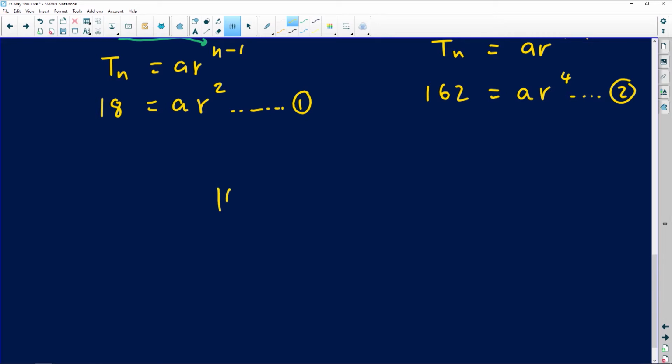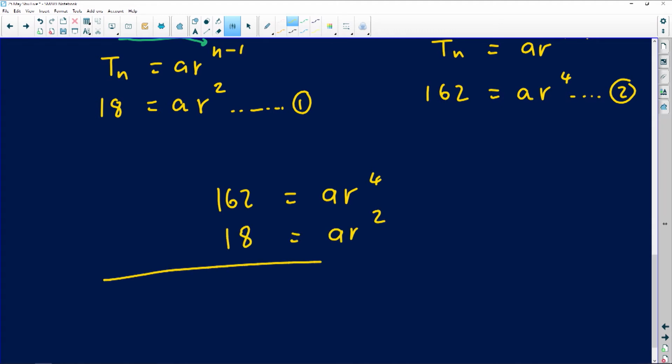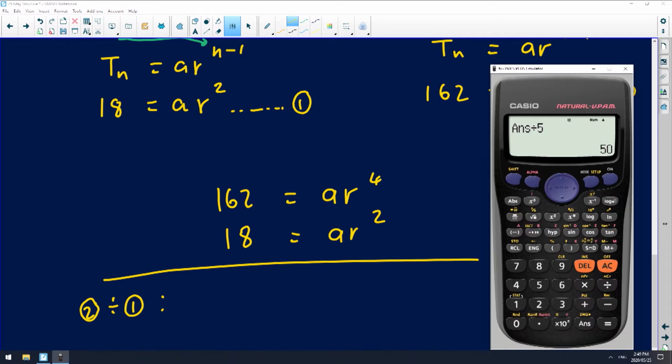Right. So let's see how that looks. I'm going to take 162 equals AR to the power of 4. And I'll take the second one: 18 equals AR to the power of 2. So what I'm going to do here is divide them, which means equation 2 divided by equation 1. This is a beautiful and legal thing to do. So let's see what will happen.